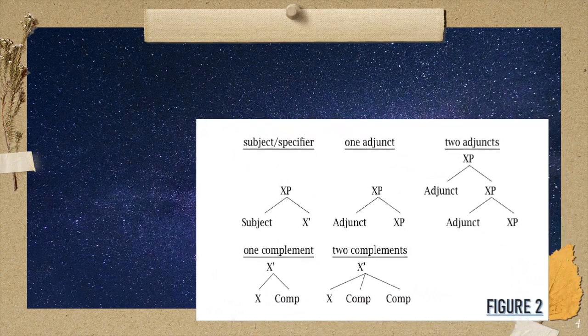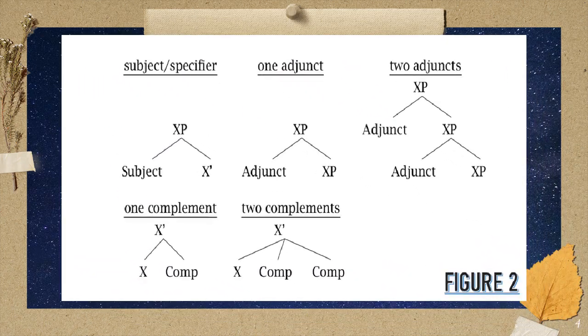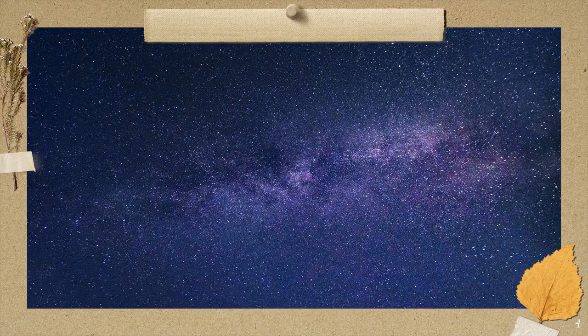An XP can have 0 or more adjuncts, 0 or 1 specifier, 0 or more complements, and it always has a head X. In English, complements follow the head and specifiers precede the head, as shown here. So, the overall look of a phrase is illustrated in the next slide.